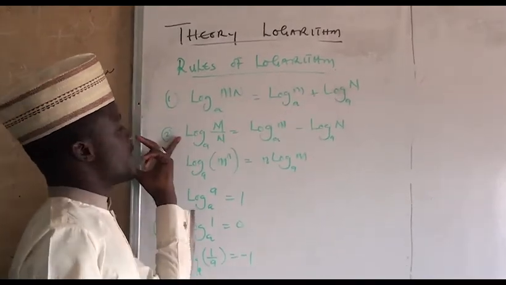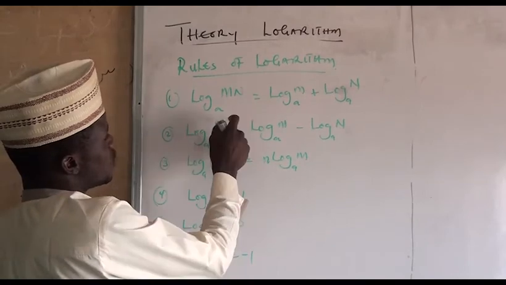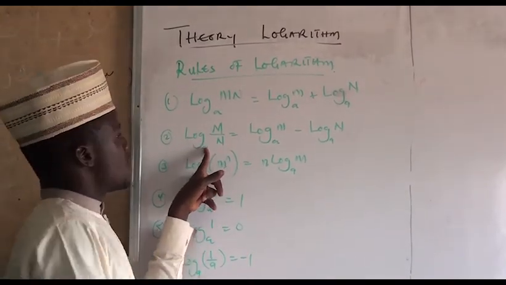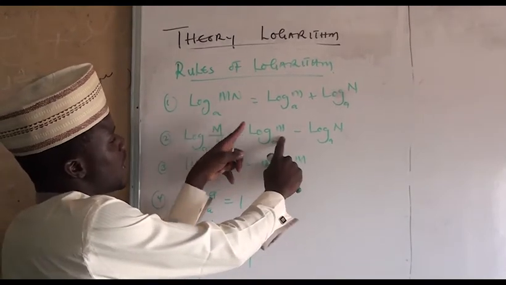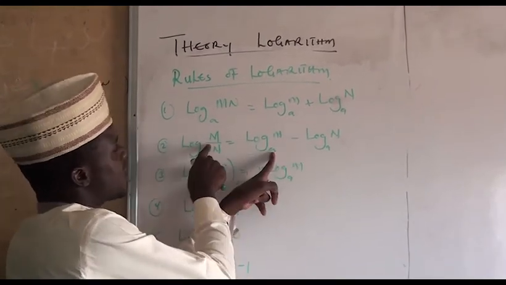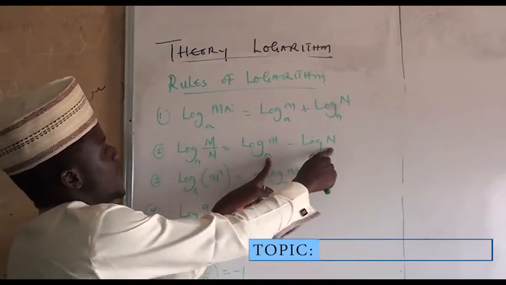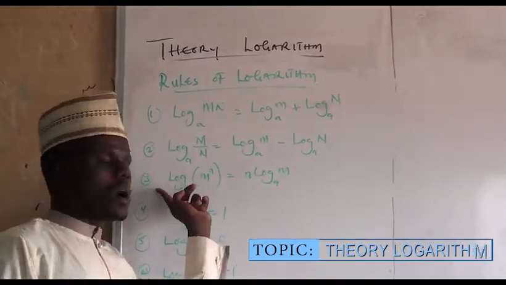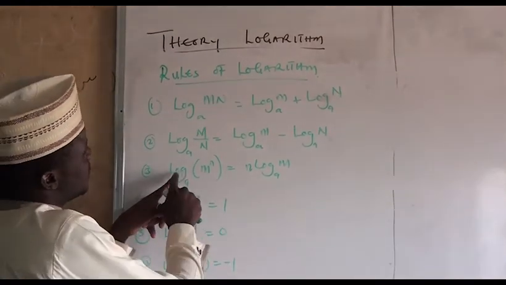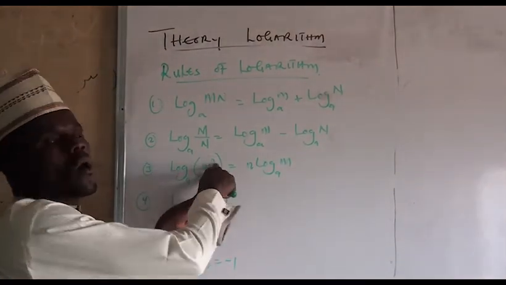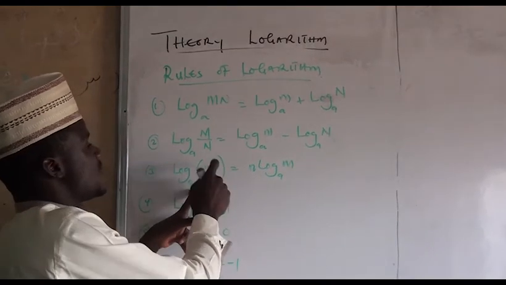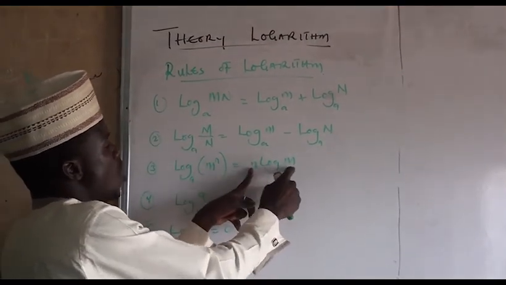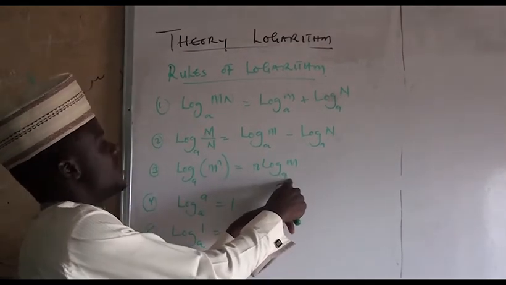Then here we have a division. When we have logarithm of m over n, the same base a, we are going to take logarithm of m base a minus, because here is a division, logarithm of n base a. And also we have what we call the power log. Logarithm of m to the power of n base a. This power is going to go back to the log. That's why here we have n log m base a. This is the third log.